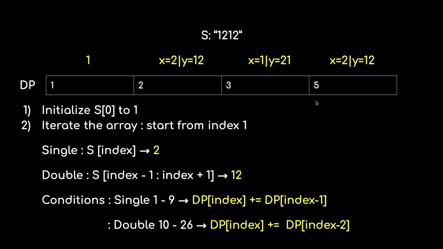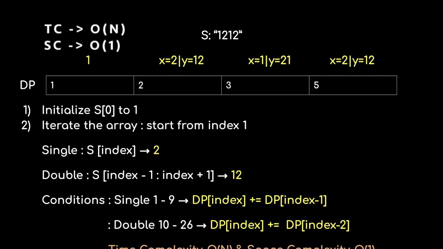And at the end, this is what we need to return, the last value in our DP array. So as you can see, as we move further, the ways to decode the string also increases. The time complexity for this solution will be big O of n, and the space complexity will be big O of 1, since we are not using any additional space. And now that we know how to do the question using dynamic programming, let's see the code.